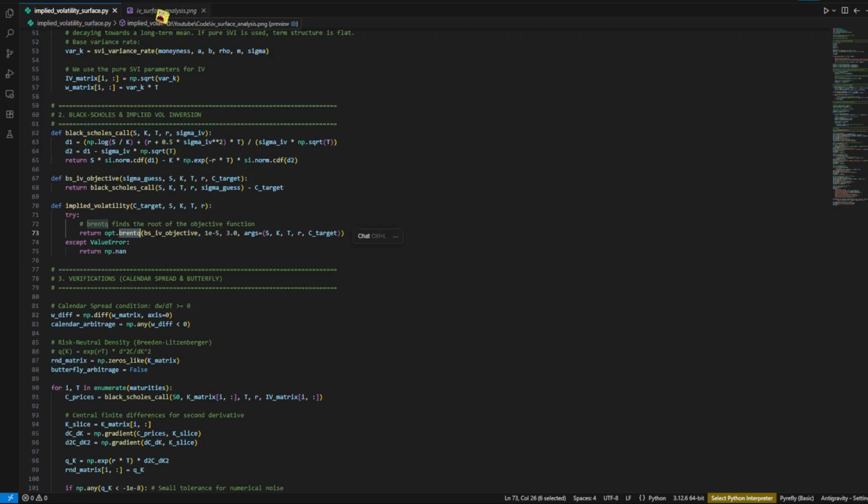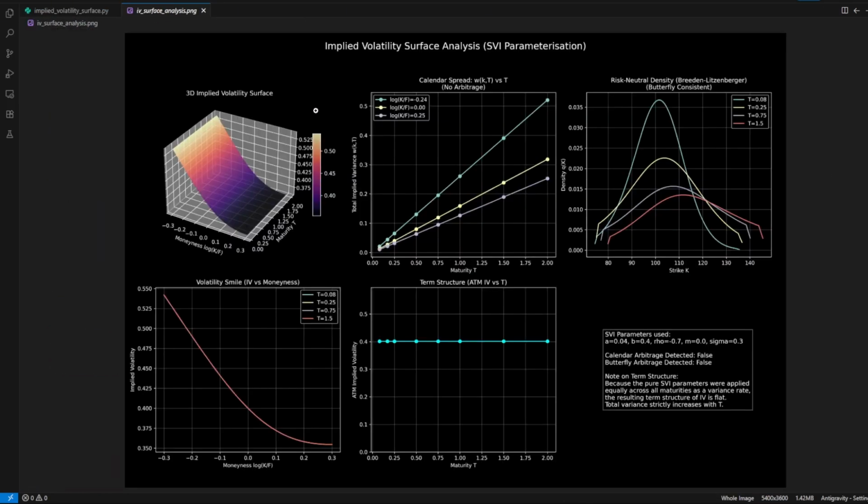So now let's visualize the panels. So since we applied the exact SVI parameters uniformly, the surface shows a distinct smile across all the moneyness, but is flat across the maturity axis. For the calendar spread, it plots the total variance against t for various log moneyness slices. These strictly upward sloping lines visually confirm the absence of calendar arbitrage.